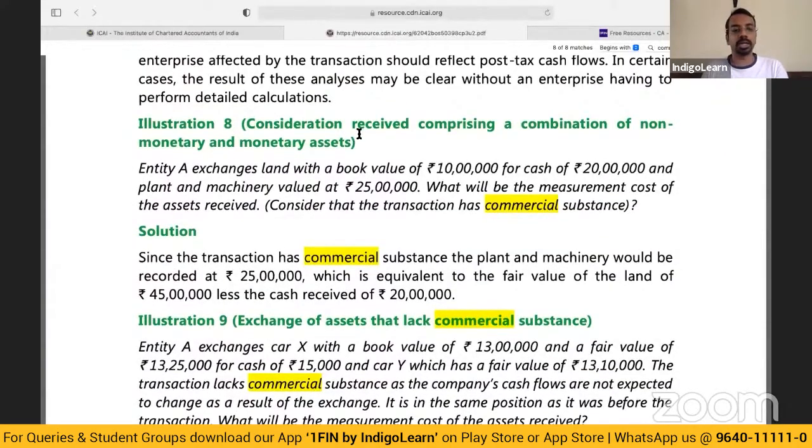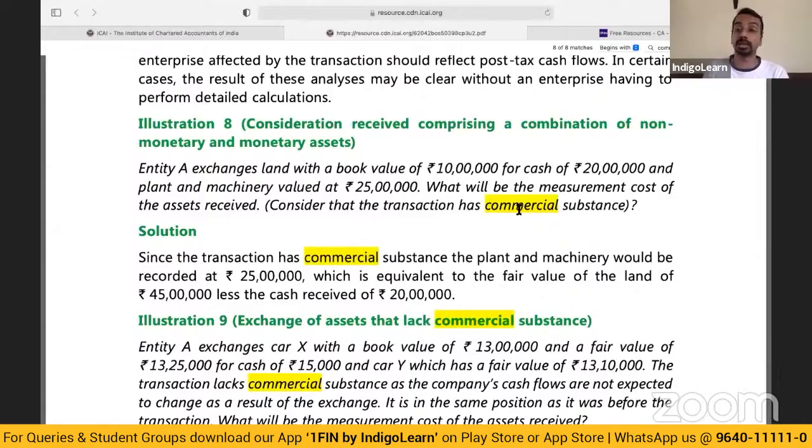So here there is one question. Entity A exchanges land with a book value of 10 lakhs for cash of 20 lakhs and plant and machinery valued at 25 lakhs. So what is happening here? Entity A is giving up land worth 10 lakhs in book value, and it gets 20 lakhs and plant and machinery at 25 lakhs. What will be the measurement cost of the assets received? Consider that the transaction has some commercial substance.